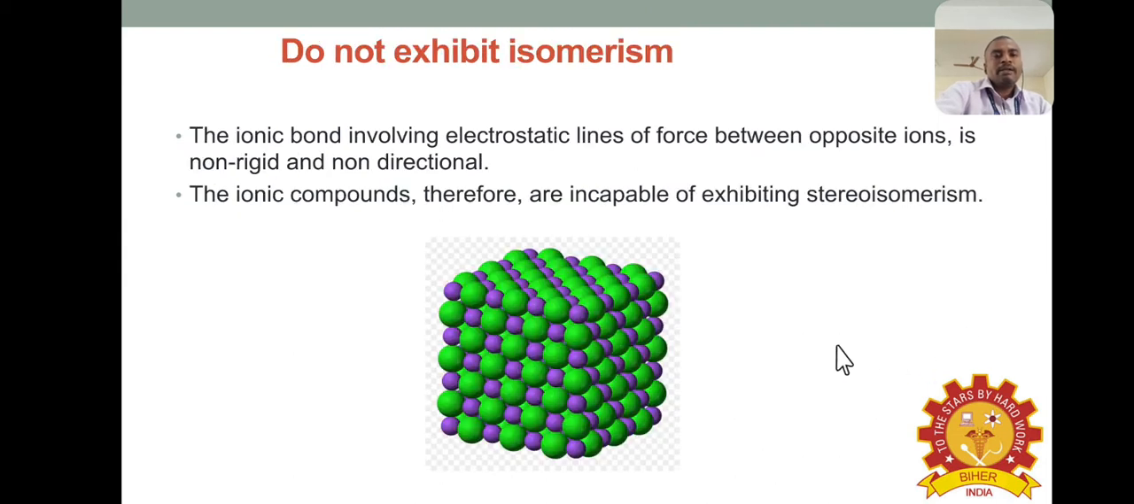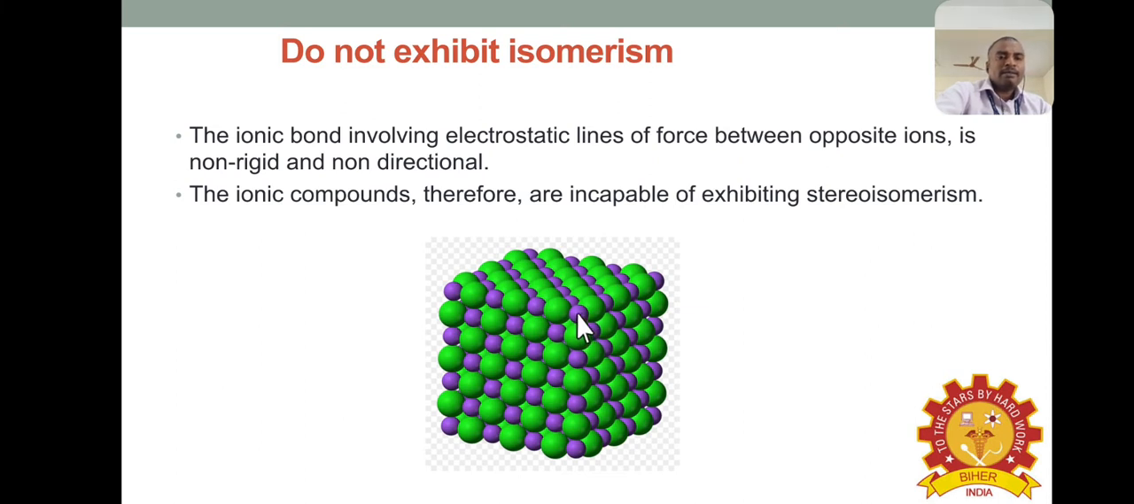The next important point is that ionic compounds, ionic crystals, do not exhibit isomerism. You just see the figure. Ionic compounds are made up of n number of positive and negative charged ions. Here the blue colored balls are cations, the green colored balls are anions. Cations are always smaller in size than anions.